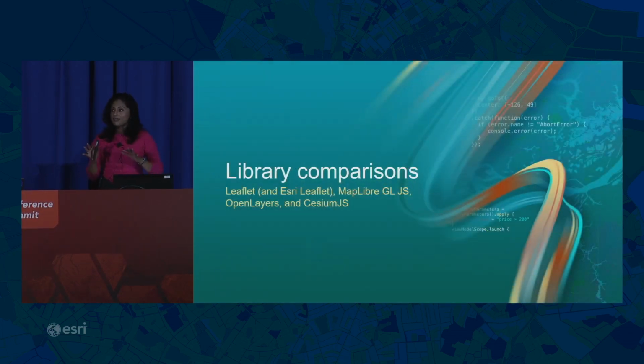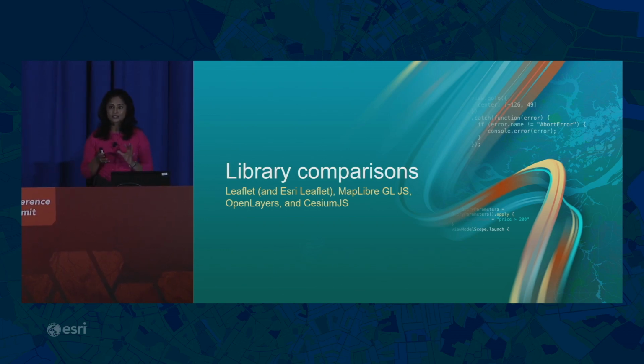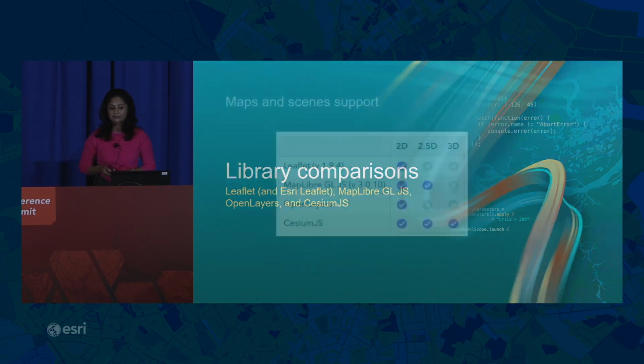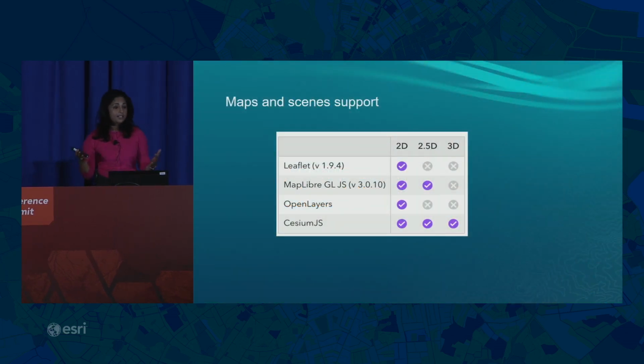OK, that was a really high-level view of these open source libraries. So now let's go into their capabilities just a little bit more. In terms of maps and scene support, all of them will support 2D visualization. MapLibre does support 2.5D. And then if you want your full 3D capabilities, then CesiumJS is the library to choose.